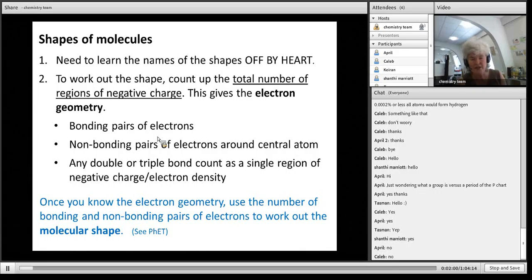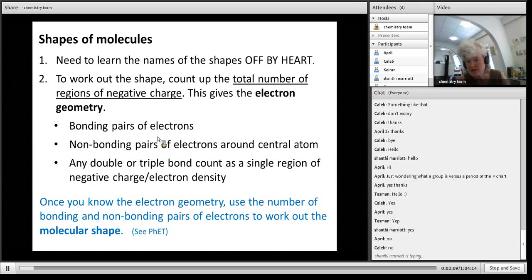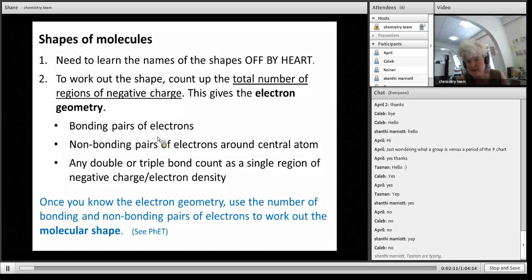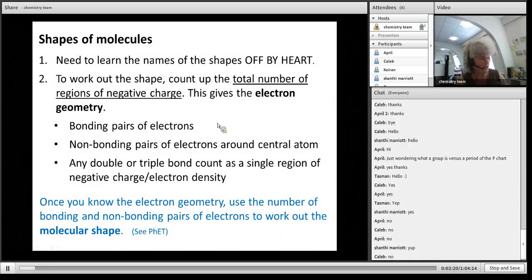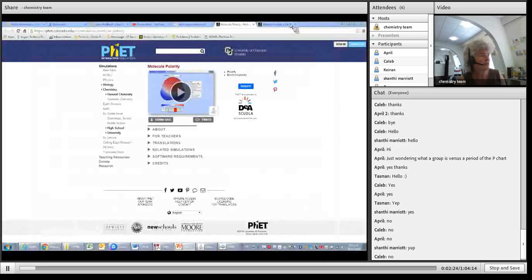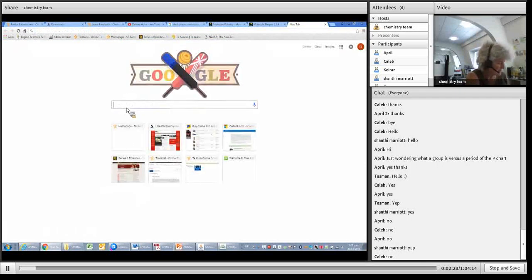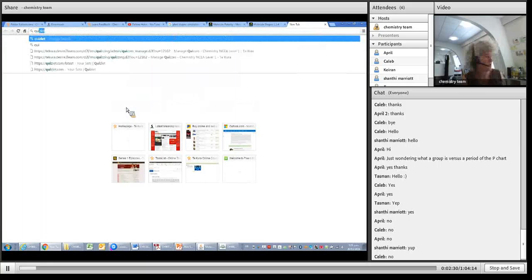So make yourself flashcards. If you want to do a Quizlet, do you know what I mean by that? Has anybody played around with Quizlets? Okay, some of you have, some of you haven't. If you just Google Quizlet, then you can play a game. I'm going to get out of here, because this is going slightly off track.